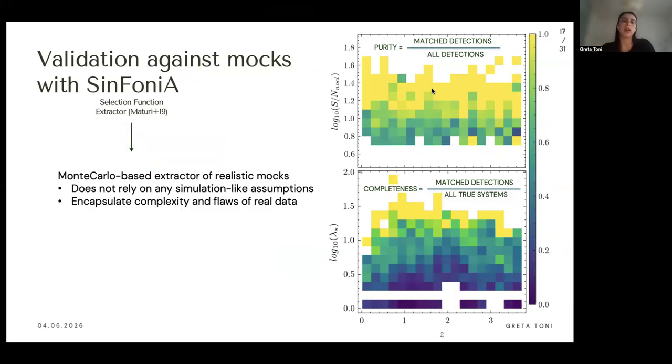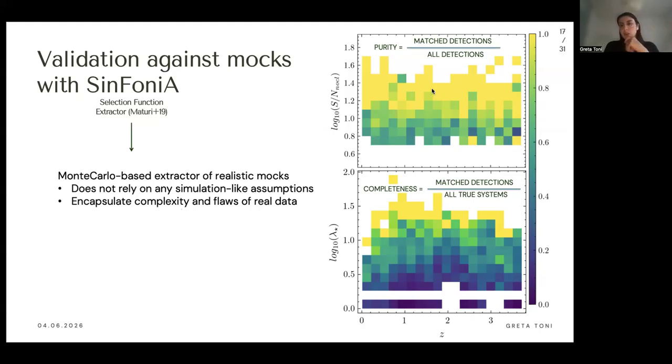For this sample in particular, we were able to perform validation against realistic mocks that we have created with the Sinfonia. Sinfonia is a Monte Carlo-based extractor of realistic mocks. So it does not rely on any simulation-like assumption. And therefore, it's data-based, encapsulates all flaws and complexity of real data. And obviously, when we validate our group sample against mocks, we are able to determine the purity and the completeness of our sample, which is the number of matched detections, so successful matches, with respect to the mock over all detections and all true systems for purity and completeness, respectively.